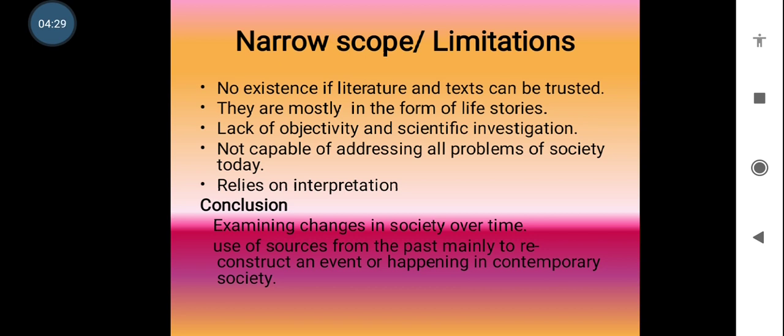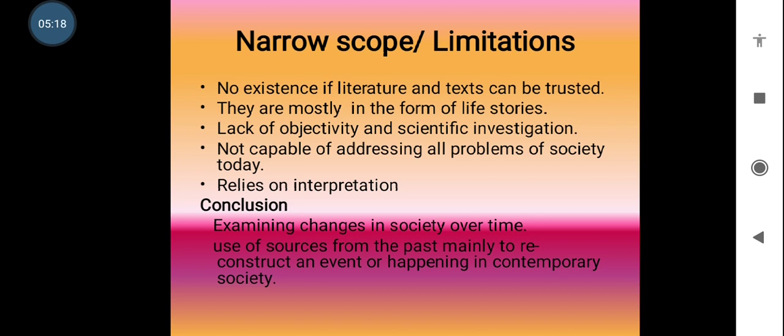The historical method lacks objectivity and scientific investigation, because it is always conducted based on evidence only. It is not capable of addressing all problems of society today, because the historical method is not suitable for addressing problems in the present society. It relies on interpretations. So the historical method is based only on interpretations, and we always trust previous interpretations.